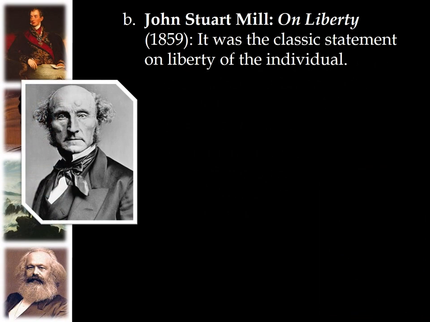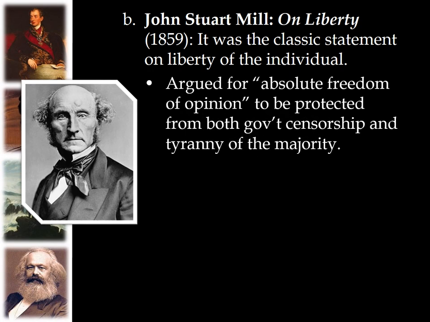John Stuart Mill was another Whig liberal in England, and he wrote a book called On Liberty in 1859. It was a classic statement on liberty of the individual. In this, he argued for absolute freedom of opinion to be protected from both government censorship and the tyranny of the majority. So he argued that, yeah, utilitarianism is great, but you also must consider the minority opinion. You need to temper any law that is passed, even though it may be for the greatest good for the greatest number, for what is good for the minority opinion as well.